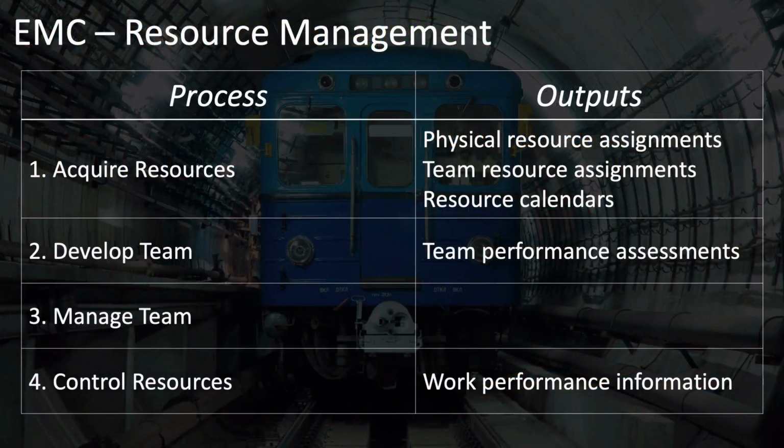The primary outputs of acquire resources are physical resource assignments, team resource assignments, and resource calendars. The develop team process has as its primary output team performance assessments. Manage team doesn't really have an artifact as an output, but control resources has as its primary output work performance information.